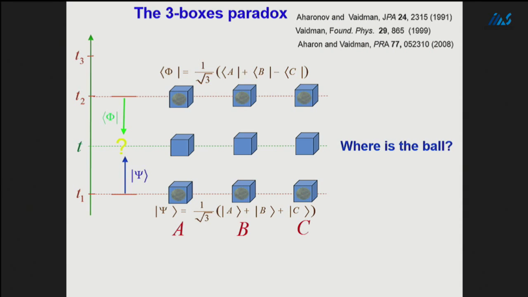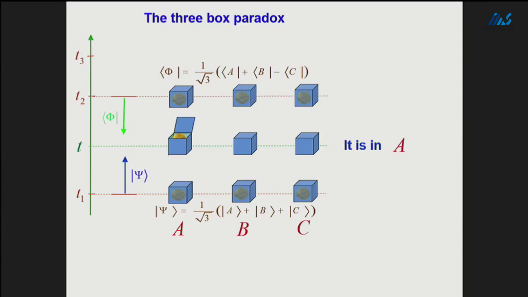Okay, the three-box paradox is just this simple. I prepare a particle in A plus B plus C, and then I find it in A plus B minus C, and I ask if the particle is in A. It was prepared in three boxes, found in three boxes. In between, I ask if it was in A. And is it in A? In fact, it is in A always.